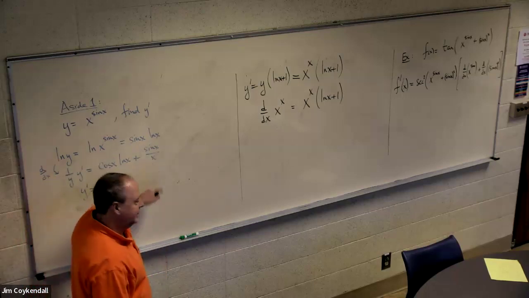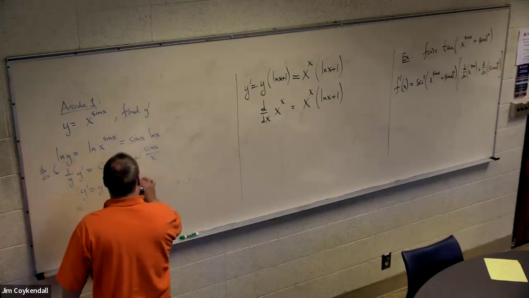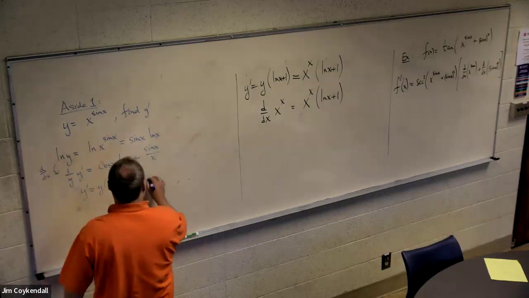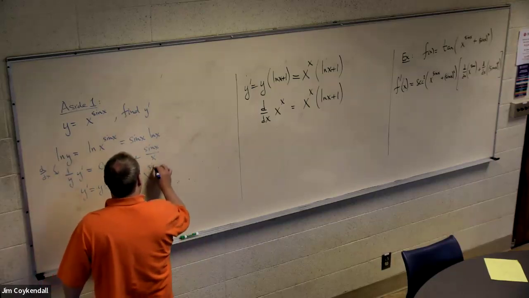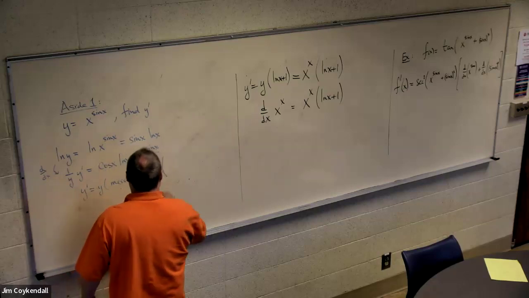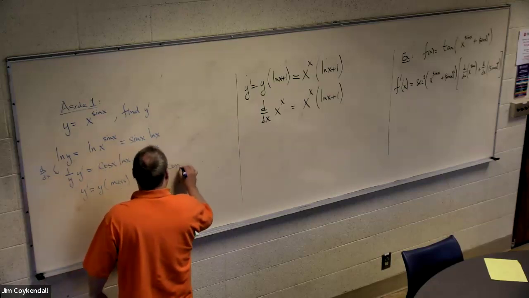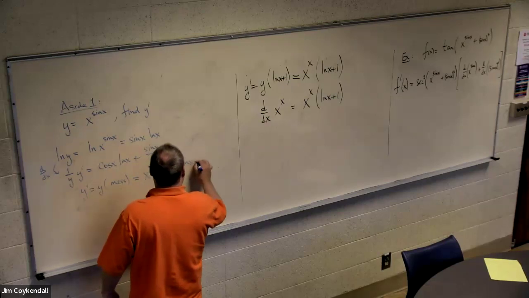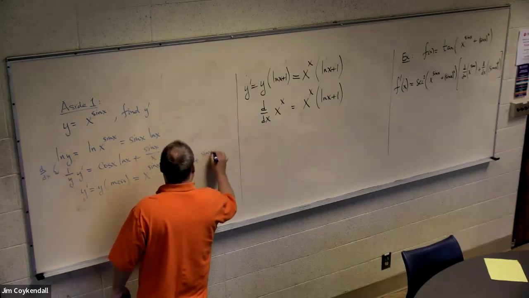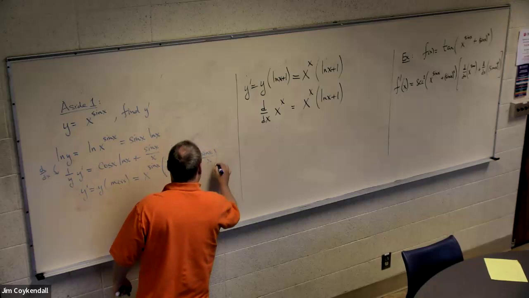And let's see, what was y? It was x to the sine x, and I'll write out cosine x log x plus sine x over x.